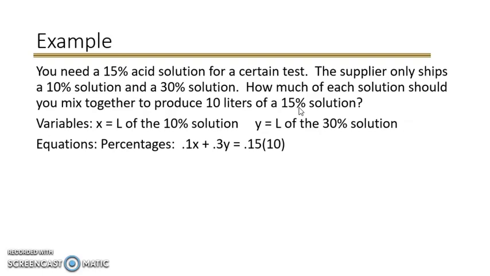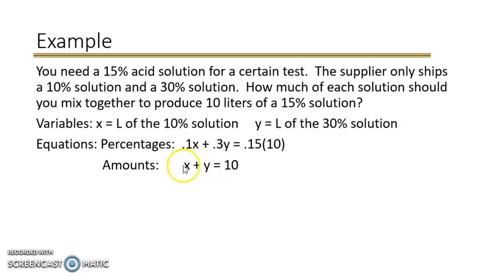Now, the other equation is going to be the total amounts. So let me show you how that's built. I have the amount of the 10% solution plus the amount of the 30% solution equals the total number of liters I need in the end. So these are my two equations. Now you can choose any method for solving your system of equations. I prefer solving by elimination, so that's how I'm going to do it.